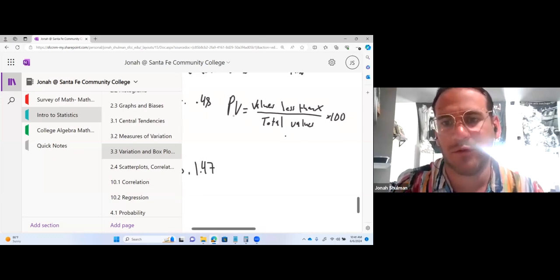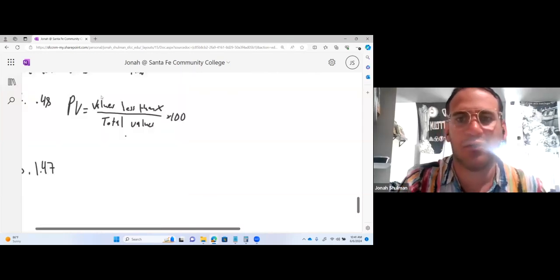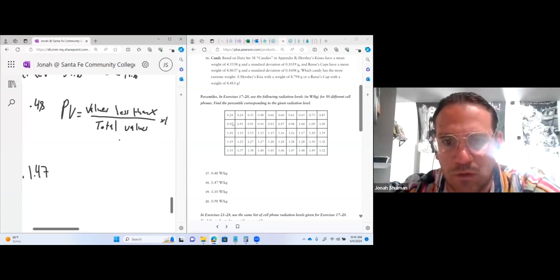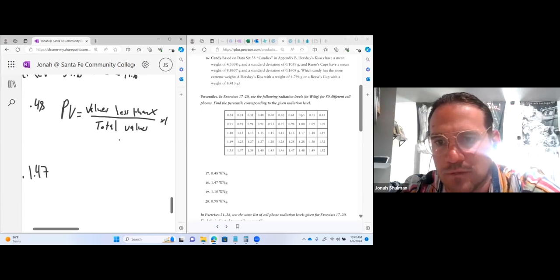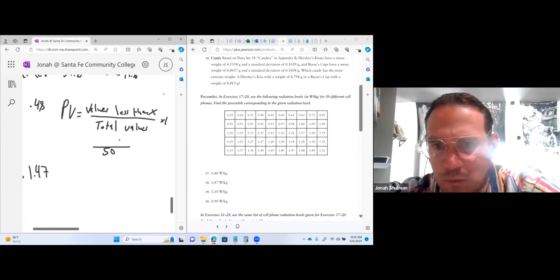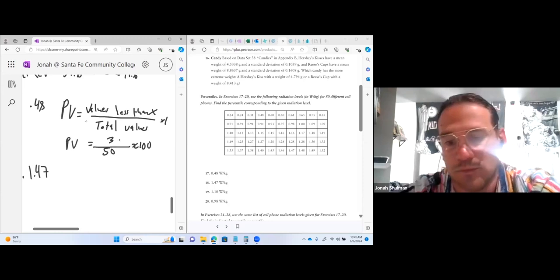Okay, so we got 0.48. We want to know what percentile that is. It's not going to be crazy, I promise. So first, figure out how many total values we have. 1, 2, 3, 4, 5, 1, 2, 3, 4, 5, 6, 7, 8, 9, 10. So we got 50 total values. How many values are less than 0.48? 1, 2, 3. And we're just going to multiply that by 100. Wasn't that simple? I hope so.